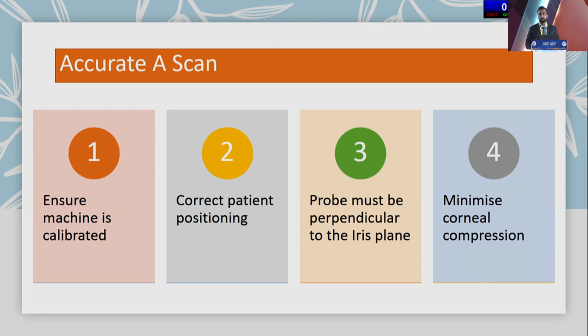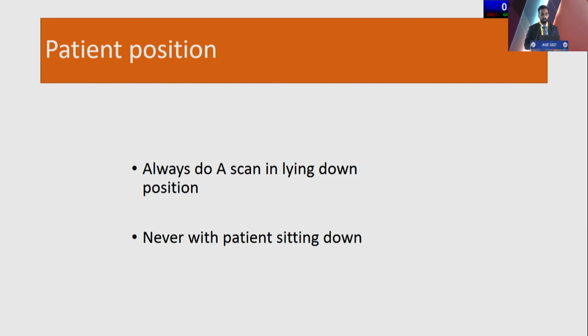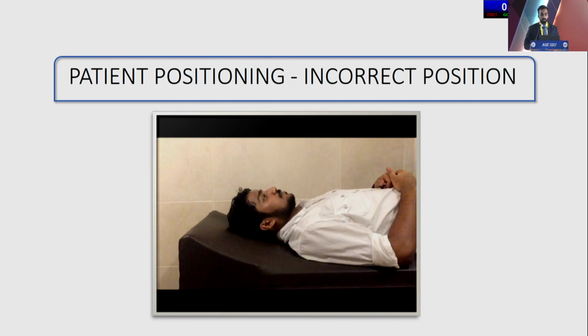So what are the cornerstones of an accurate A-scan measurement? One, the machine should be correctly calibrated. We should ensure that the patient is in the correct position. The probe must be absolutely perpendicular to the iris plane, and there should be minimal corneal compression. It would be ideal to do the A-scan with the patient in the lying down position and never with the patient sitting down. So this is an example of incorrect positioning.